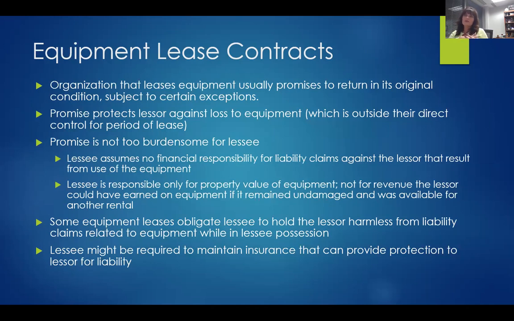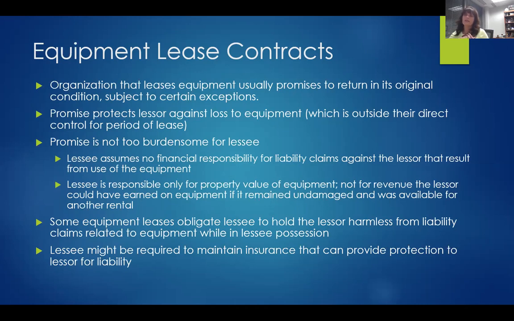The promise is not too burdensome for the lessee, typically, because the lessee assumes no financial responsibility for the liability claims, but they are accepting the liability for the property value of the equipment that they're leasing. And the lessee is also responsible only for the property value, like I said, of the equipment, not for any revenues that you potentially lose because the equipment you returned is now damaged and can't be used for a future rental. So really all you're promising is the value of the equipment that you would have either bought on your own with your own money, but instead you've chosen to lease it, and you can give it back to them and pay them what the fair value of that equipment would be.